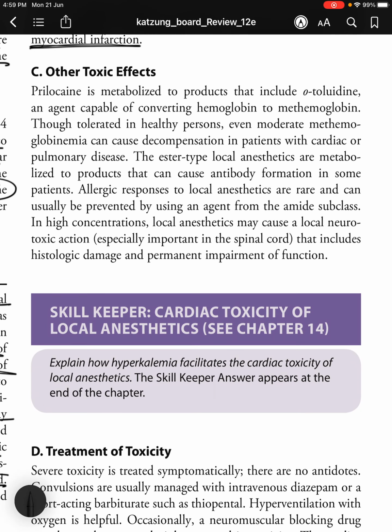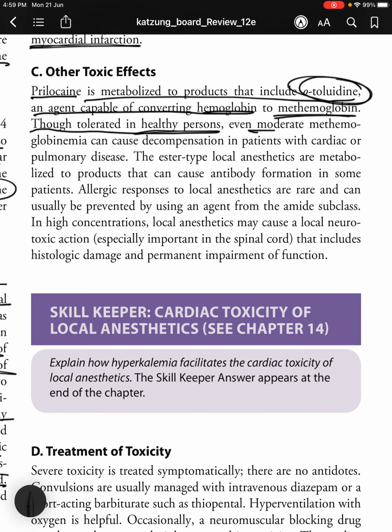When cocaine is used as a drug of abuse, its cardiovascular toxicity includes severe hypertension with cerebral hemorrhage, cardiac arrhythmias, and myocardial infarction. Coming to the other toxic effects, prilocaine is metabolized to products that include orthotoluidine, an agent capable of converting hemoglobin to methemoglobin. Though tolerated in healthy persons, even moderate methemoglobinemia can cause decompensation in patients with cardiac or pulmonary disease.